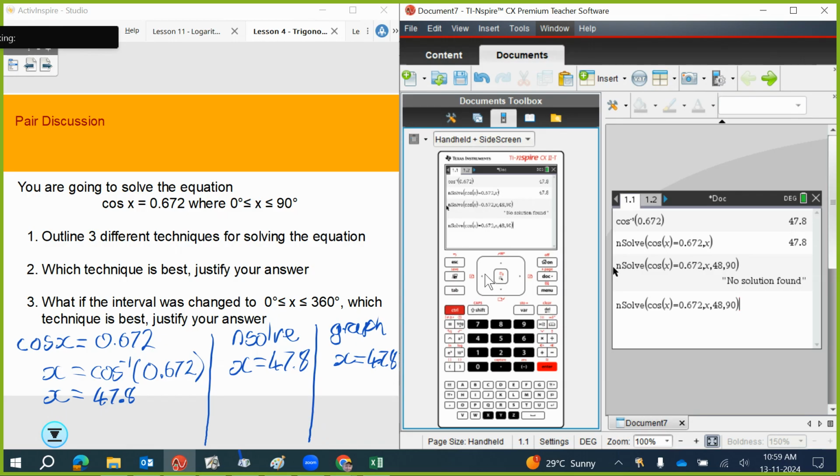Let's just check that one. Let's change the interval. We found the first solution. Let's change the interval to 360 and we get 312. And then there's no more solutions after that.